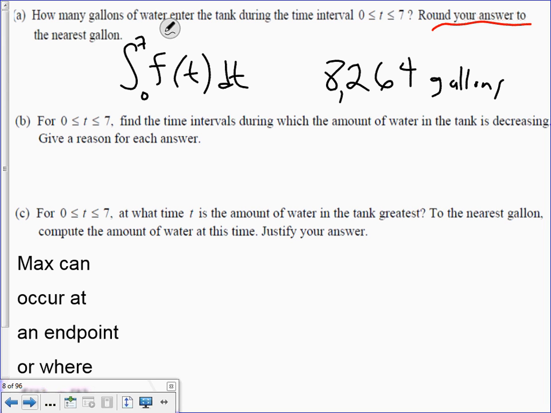When is the water going to be decreasing? When the rate out is greater than the rate in. So when rate in minus rate out is negative. So then the overall rate is negative. Let's go back to the graph and make a sign chart, shall we?